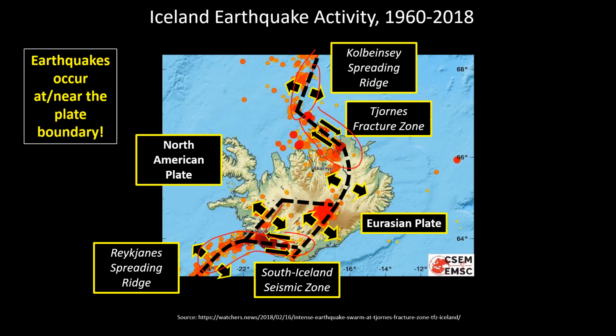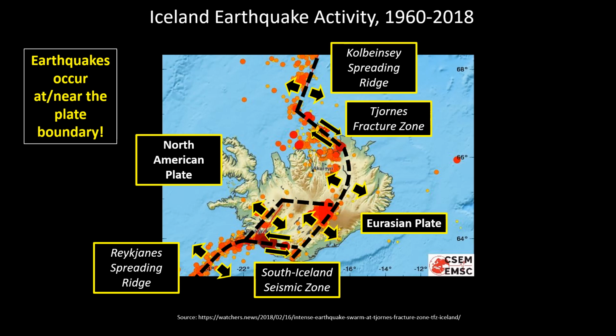Actually, let me get rid of some of this, and I'll just point out in passing that right here and also here in Iceland, we actually have transform boundaries. That's really to be expected because, as we discussed in the previous video, divergent plate boundaries and transform plate boundaries often go together. That's what we call a ridge-ridge transform.